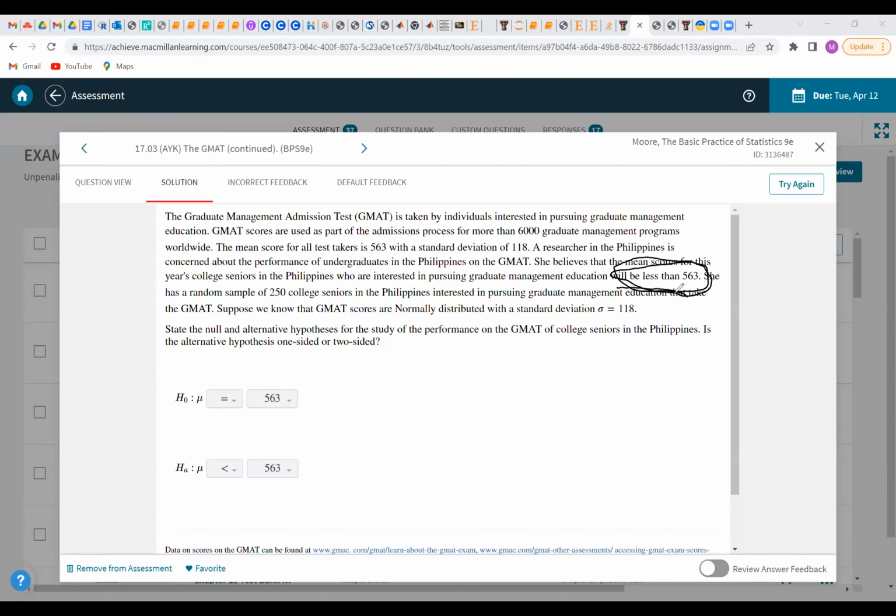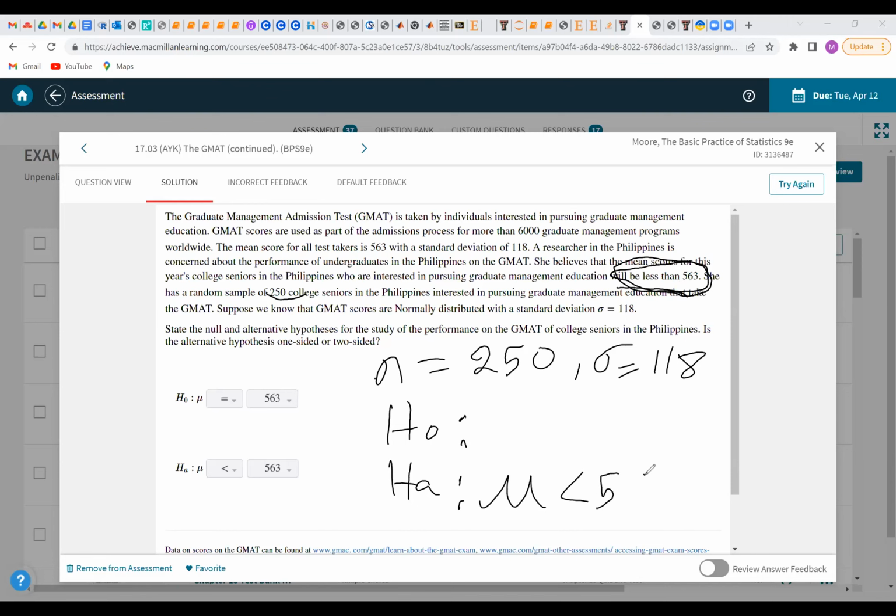And she has a random sample of 250 college seniors. So that means here sample size is 250 and sigma is 118. And actually we just need to write down the hypotheses. So we need to write down the null hypothesis and the alternative. We want to test whether mu is less than 563. So the alternative is mu less than 563. The null will be that mu is equal to 563. So this is the null hypothesis and this is our alternative hypothesis.